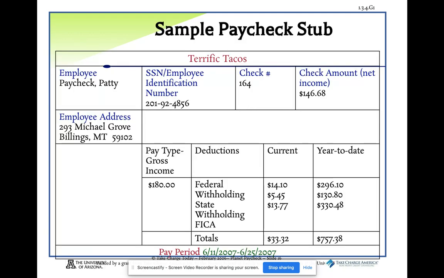So this is a good example of our sample pay stub. What I would encourage you to do on your slide there, it has the same picture here. Kind of look through that and identify where those different things that we just talked about are on the actual pay stub.